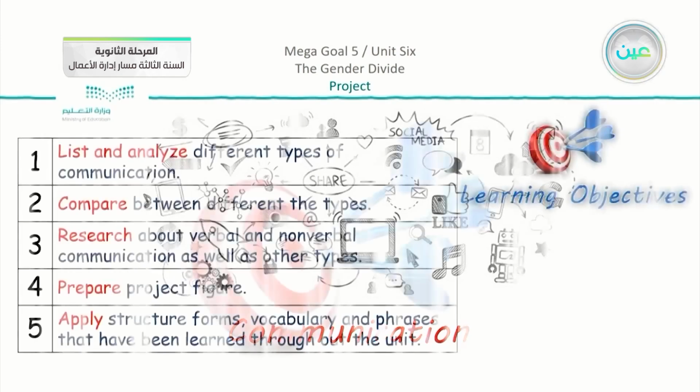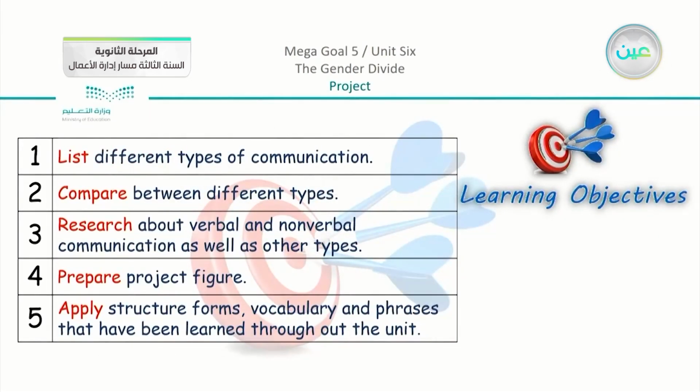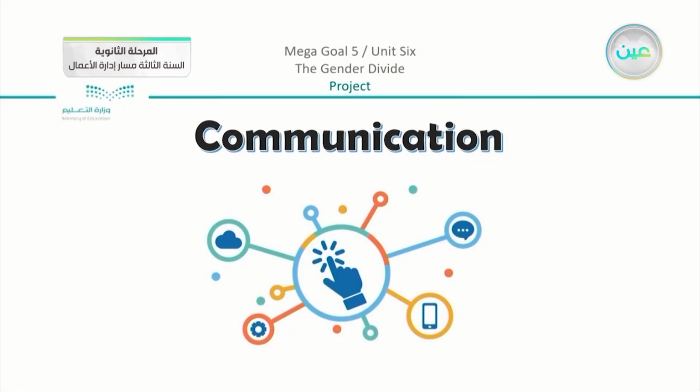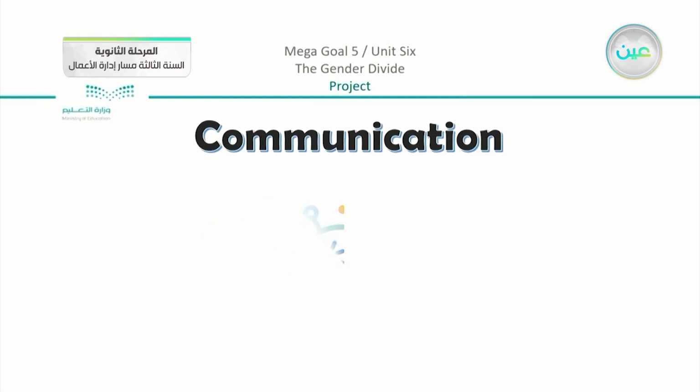We have the word communication. We have our objectives. First, to list different types of communication. Compare between different types. Research about verbal and non-verbal communication as well as other types. Prepare project figure. Apply structure forms, vocabulary, and phrases that have been learned throughout the unit. So, dealing with the part of communication, we are going to search and look for the types of communication that we can use.